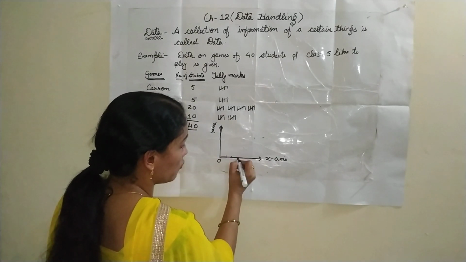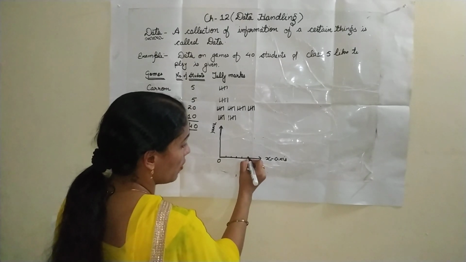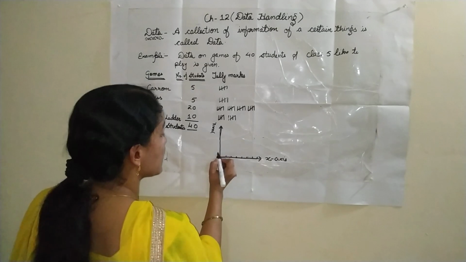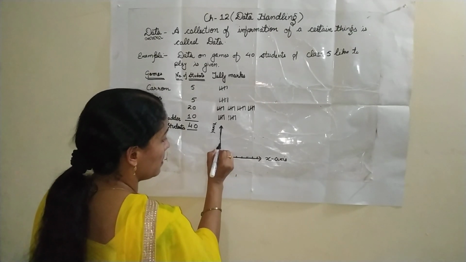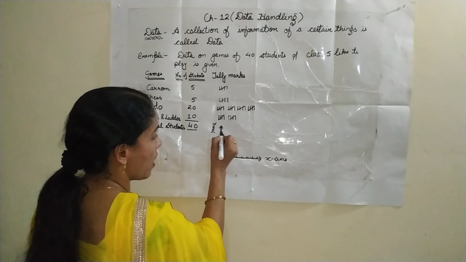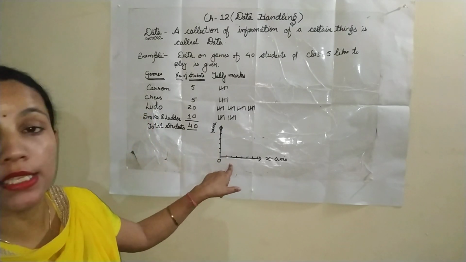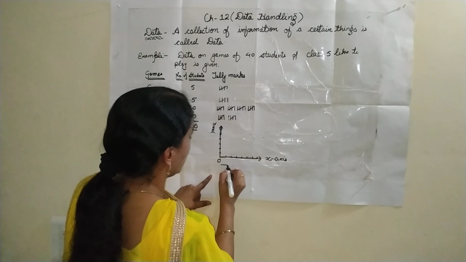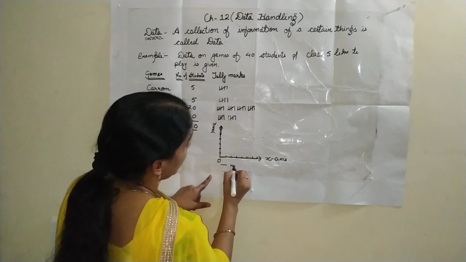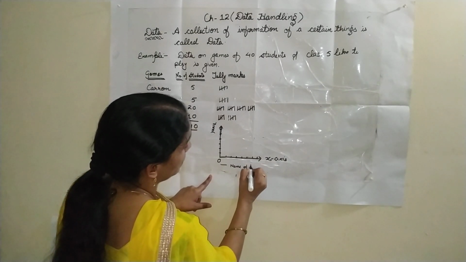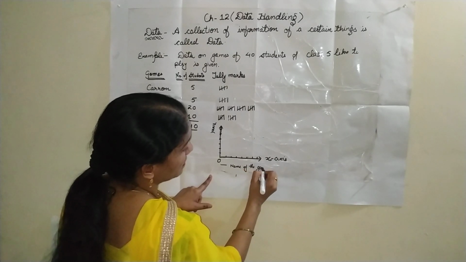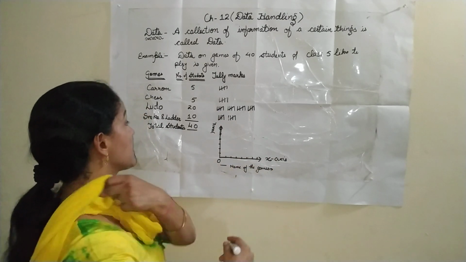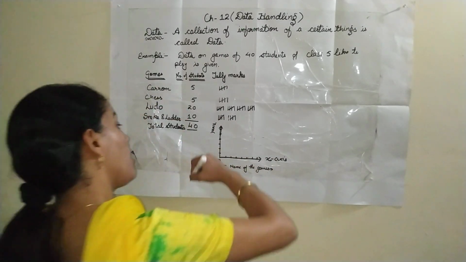After that you have to make a mark for 1 square, and on this side again 1 box you have to show by putting a dot here. On this side you have to take the names of the games, and on the y-axis you have to take the number of students.